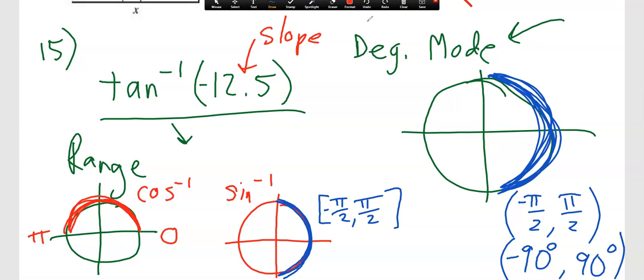So if the slope is negative 12.5, without using a calculator, can you give me an approximate idea as to what that calculator is going to tell you? Where is negative 12 and a half? And it has to be in the blue section. Quadrant 4. And guess what? Gotta be pretty doggone steep.